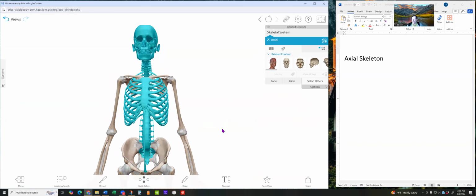Okay, without going into the weeds of details right now, right? The axial skeleton is basically your skull, your vertebral column, your hyoid bone, your ribs, and your sternum. Okay, that's basically your axial skeleton right there.